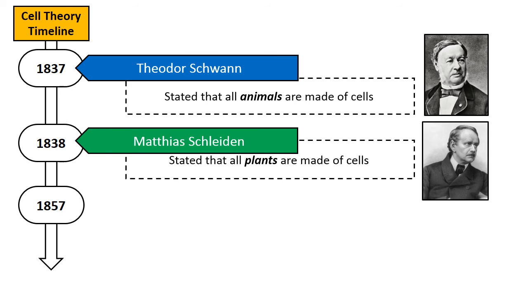Matthias Schleiden, another German, stated that all plants are made of cells. He was essentially a botanist, and when he looked at plants, he said, hey, you know, all of these plants, they're kind of made of cells. So I'm going to suggest that every plant out there is actually made of cells.